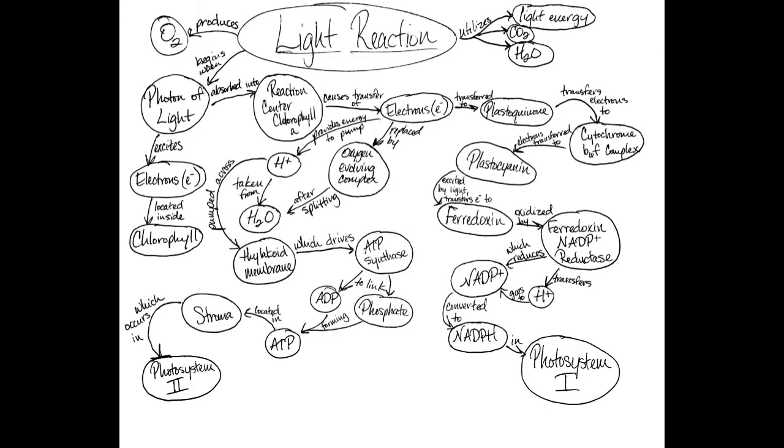I'm here to talk about photosynthesis, the concept maps. I'll just get straight to it, starting with the light reaction, which is the reaction that produces oxygen molecules. You can see that up to the top left. In the upper right corner, put a note there that it utilizes light energy, carbon dioxide, and H2O, or water, in order to do what it needs to do.